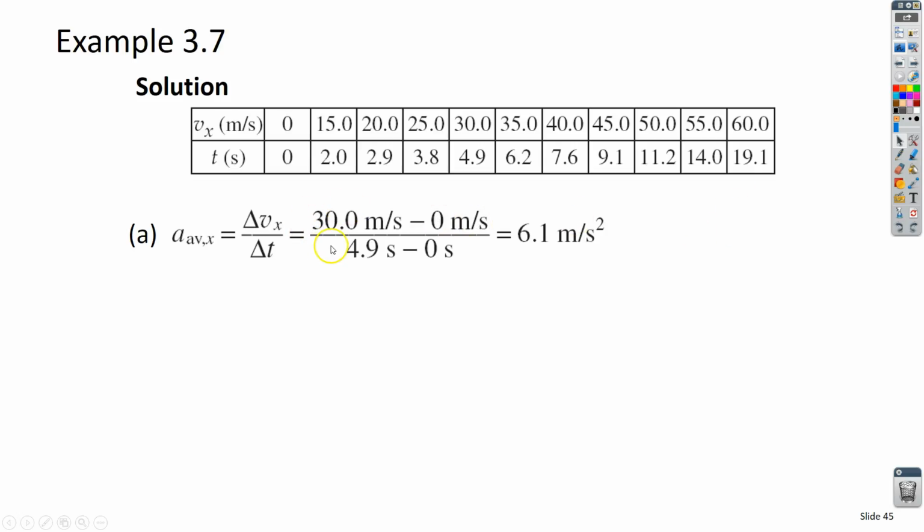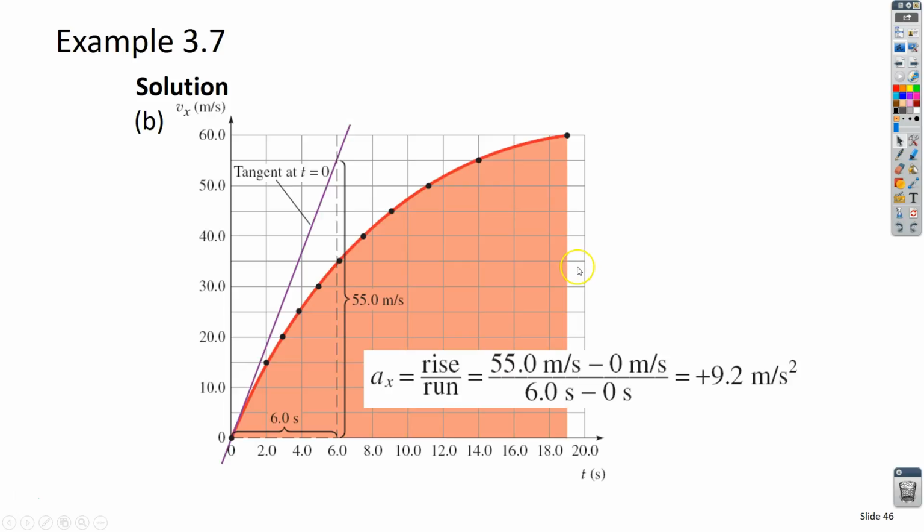For the very first one, they wanted us to find out when we get up to 30 meters per second what that average acceleration is. So we're going to take our final velocity minus original velocity, and we're going to divide by that change in time, and we see that from 0 to 30 we have an average acceleration of about 6.1 meters per second squared.